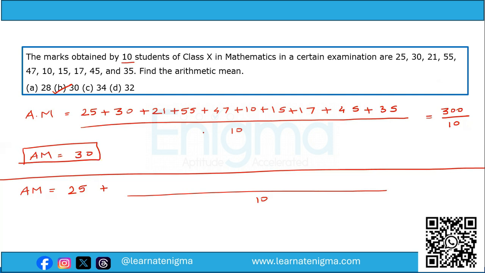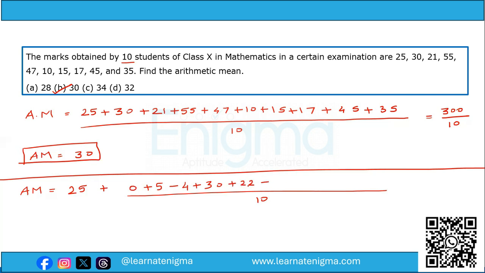Okay. So 25 minus 25, we have 0. 30 minus 25, we have 5. 21 minus 25, we have minus 4. Okay. So we'll write down minus 4. 55 minus 25, we have plus 30. 47 minus 25, we have plus 22.